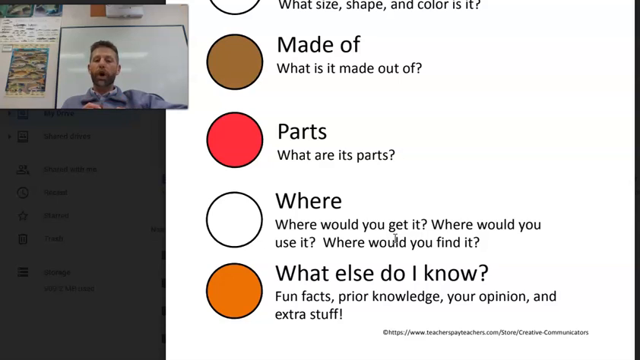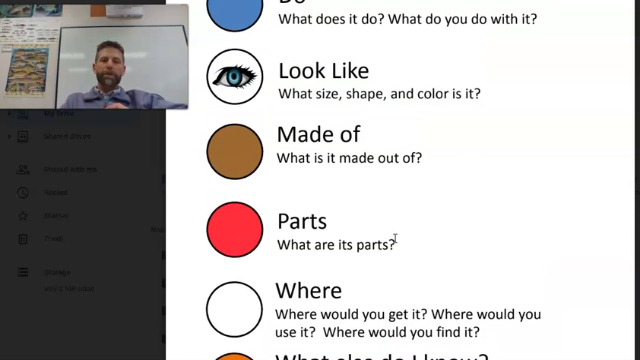What else do you know about it? Fun facts, prior knowledge, your opinions, extra stuff. Anything else that you know about a hammer that you could use to describe it? Very good.